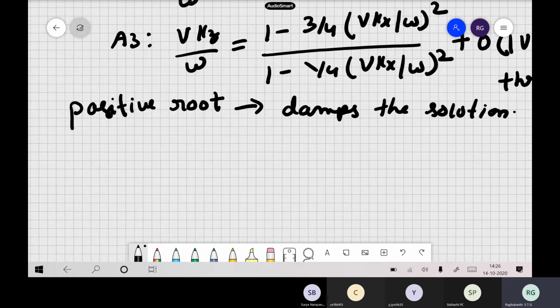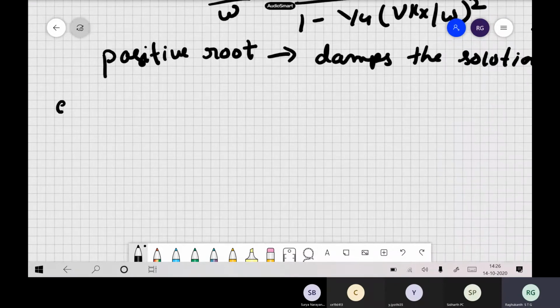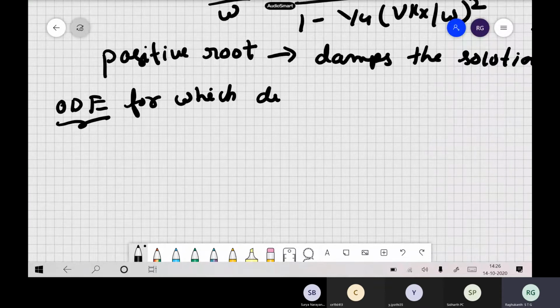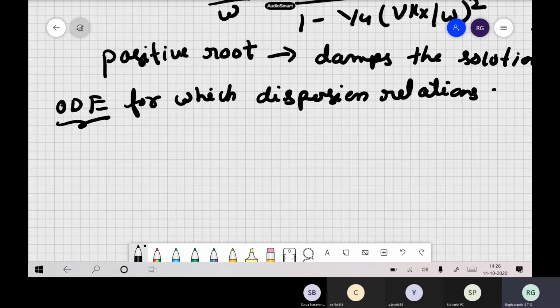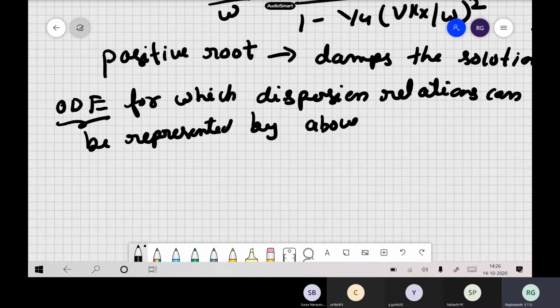Okay, so it damps the solution. So what we try to do here is, there are some more extra approximations. Now if you try to find the ordinary differential equations for which the dispersion relations are given by the above expressions, they can be represented by using the above three conditions.